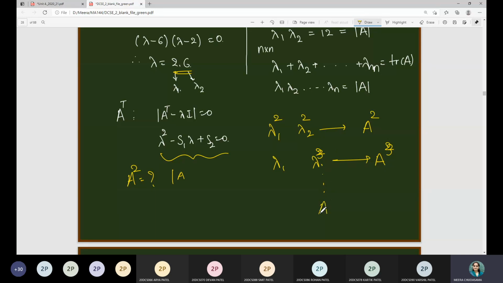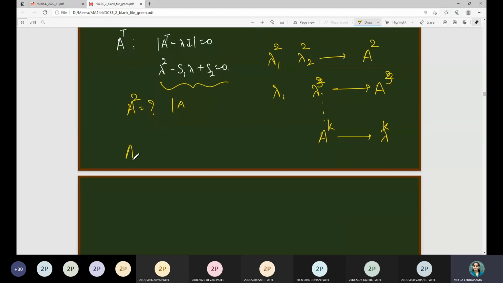In general, suppose I ask you the power of A as A raised to K, and lambda is one of the eigenvalues of A, then lambda raised to K will be the eigenvalue of A raised to K. Not only this, but if A is invertible, then the eigenvalue of A inverse will be 1 upon lambda, that is lambda inverse. So if the eigenvalue of A is lambda, then the eigenvalue of A inverse will be 1 upon lambda.